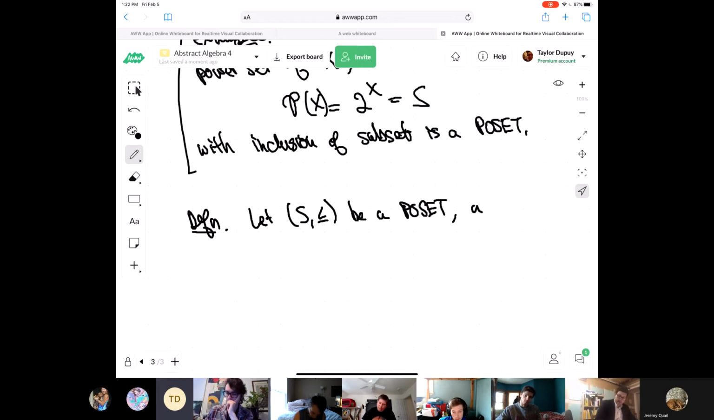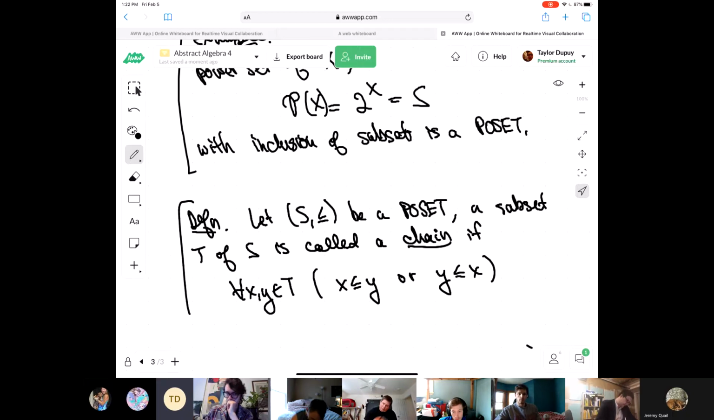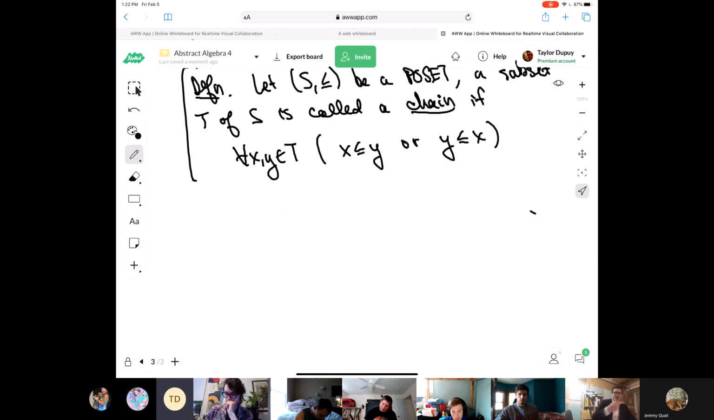A subset T of S is called a chain if for all X, Y in T we have X less than or equal to Y or Y less than or equal to X. So it's essentially what you'd think, a line of things.